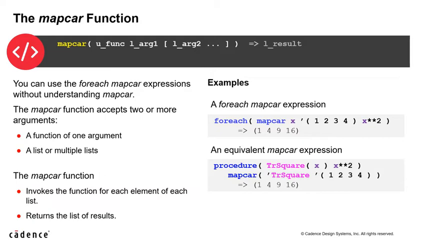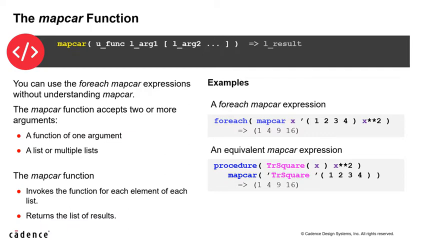Now if you wanted to do it with just mapcar, first you would define a procedure called tr square, and that would take one input and then square the result. So tr square would simply square the result. Now that's the function you want to basically map into each element of the list. So you use mapcar in the second line here.